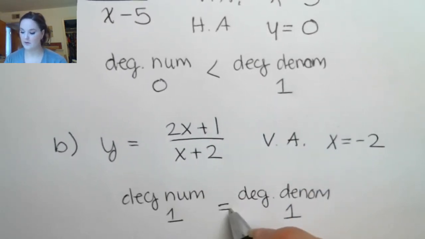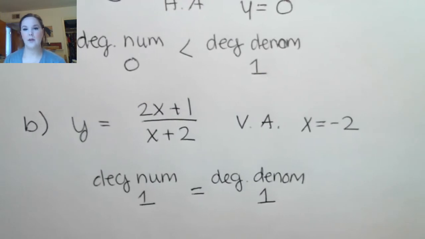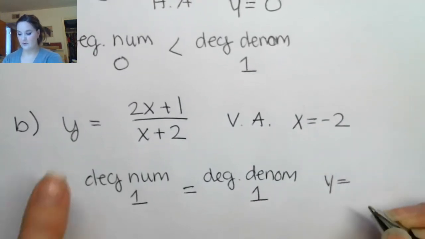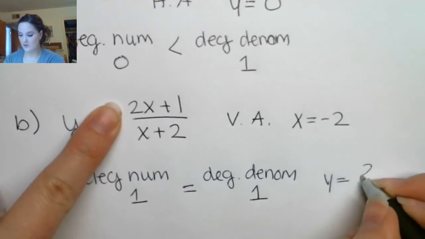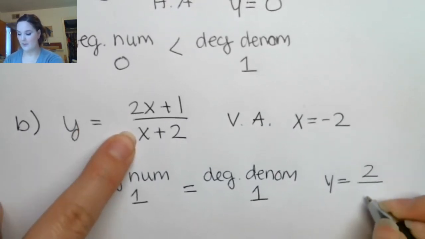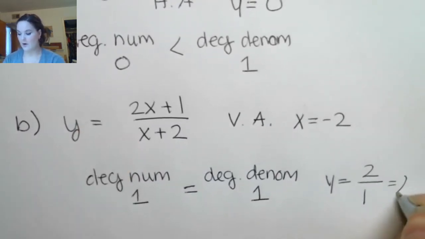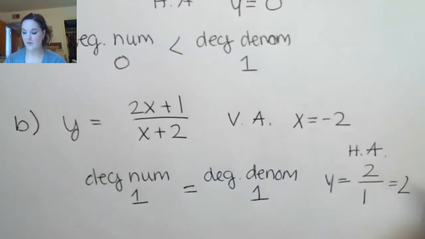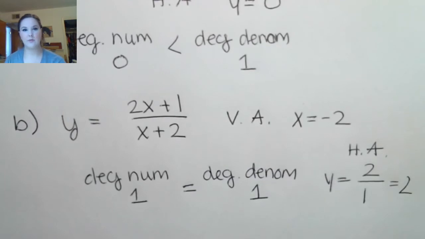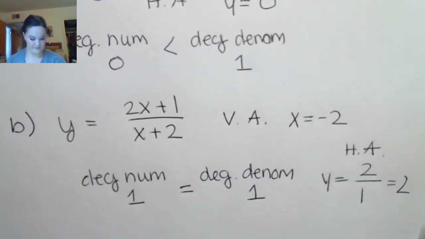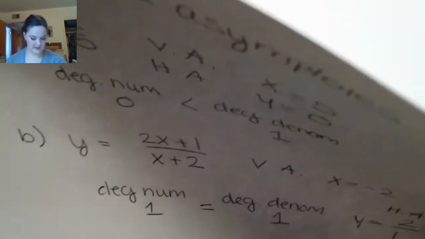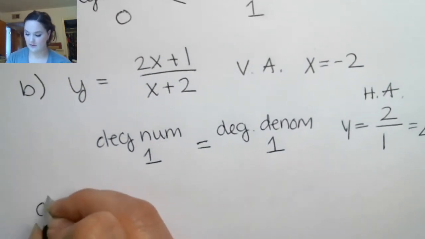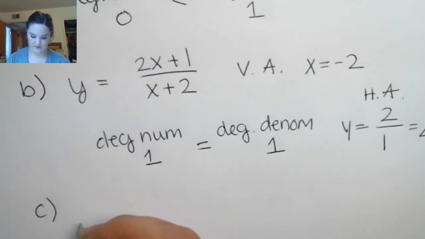So these are equal, which means we're going to make a ratio of the leading coefficients. Our leading coefficient from the numerator is 2, and the leading coefficient from the denominator is 1. So our horizontal asymptote is going to be y equals 2. All right. Let's look at one more, maybe two more.